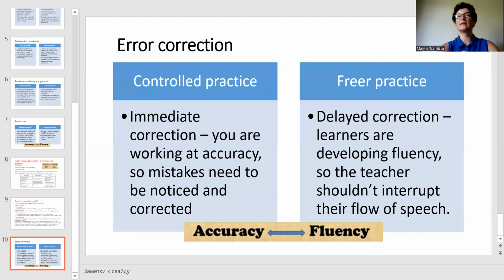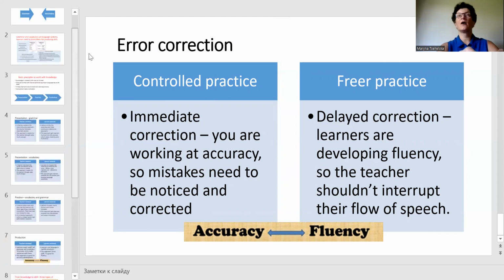And once again, it's very important to correct errors correctly. So when you do this correction at the controlled practice stage, it's the immediate correction. If you do correction at the freer practice stage, this is a delayed correction, because you don't want to interrupt your learner's flow of speech, and you don't want to prevent them from progress.